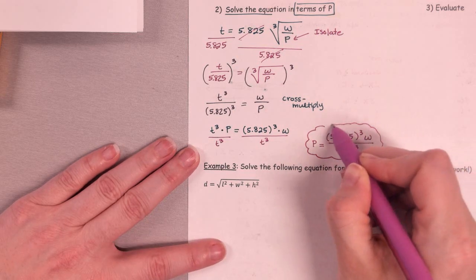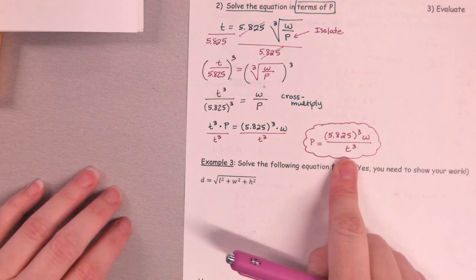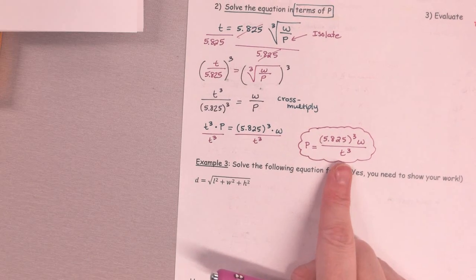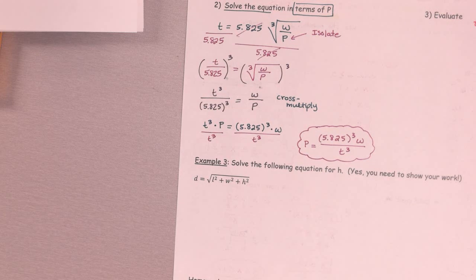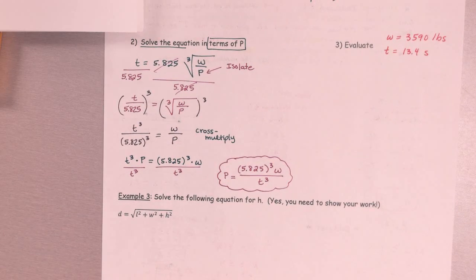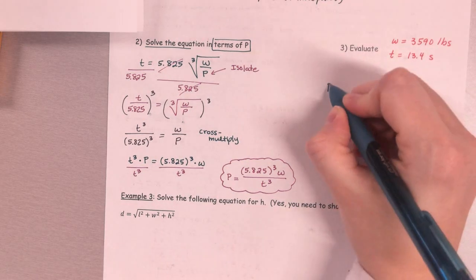Okay, so again, some problems in your homework are only going to ask you for that. They're going to give you a formula, and you're going to have to just solve it for a variable. You won't even have to do an evaluation piece. For this one you do have an evaluation piece, so we're going to just substitute in.